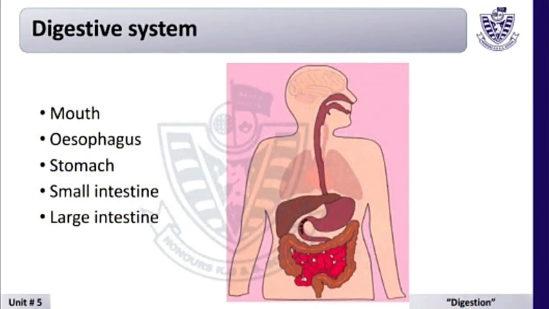Digestive system. Have you ever thought about what happens to the food that we eat every day? The organ system that takes care of the food that we eat is the digestive system. The digestive system consists of the mouth, esophagus, stomach, small intestine and large intestine.